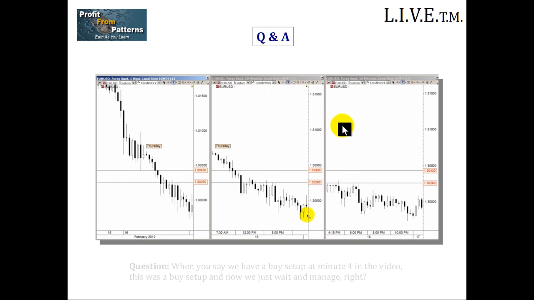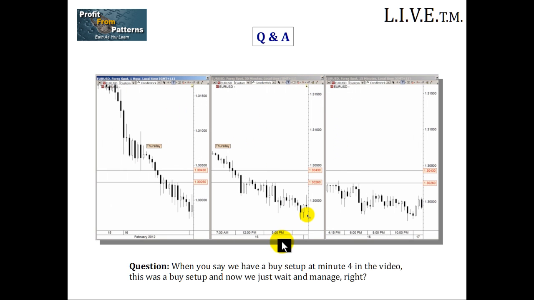Okay, next question was to do with the 4-minute mark on the video, where there's a buy setup. Yes, there is. There's an RTV buy. Now we just wait and manage. You're already long. Another buy setup there, RTV buy. Rule 101 says not enough fat in that long campaign to take an additional risk. Sit back and wait.